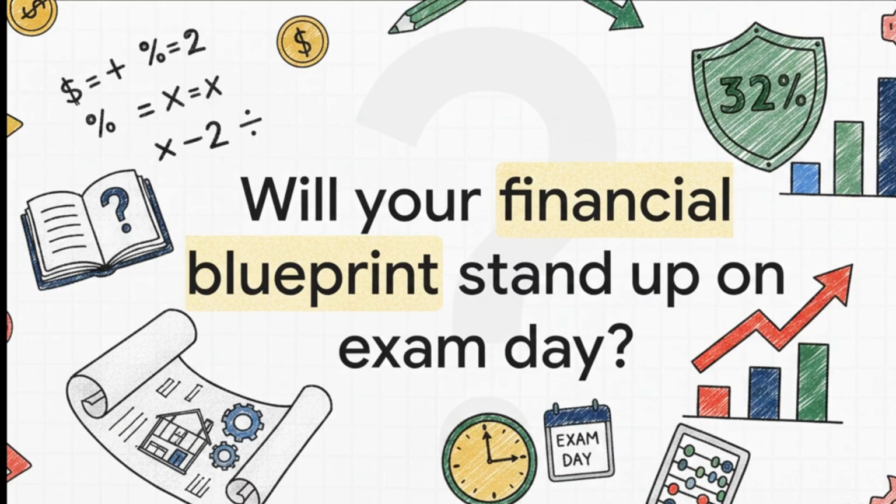So, the ultimate question is this. Now that you've got the equations, you've got the memory hacks, and you know the strict rules of the WIP schedule, is your financial blueprint solid enough to stand up to that massive 32% exam weight? Keep reviewing these concepts, trust the process we just laid out, and I promise you, you are going to be completely ready to crush it.